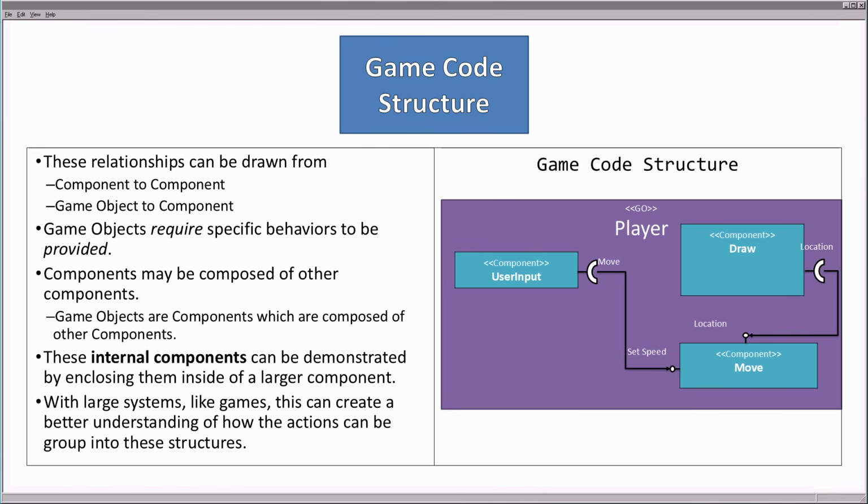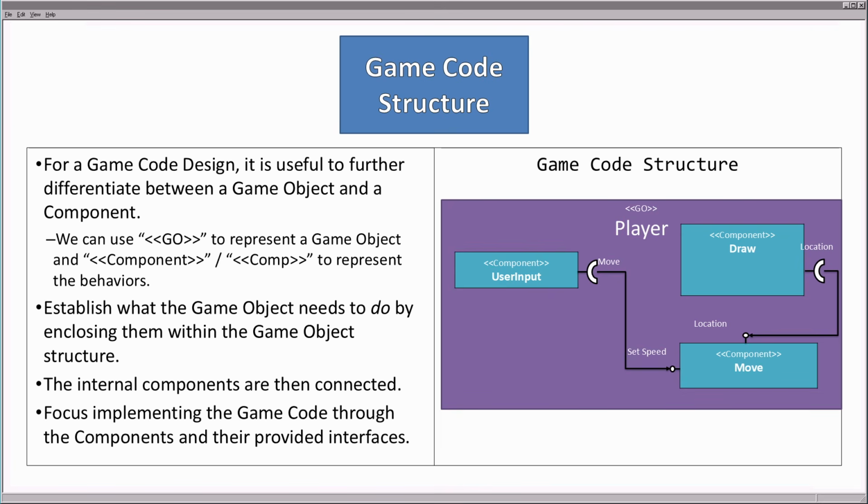For a game code design, it is useful to further differentiate between a game object and the component. We can use GO to represent the game object and component or just comp to represent the behaviors. Using this, we can establish what game objects need to do by enclosing them within the game object structure. The internal components are then connected together to create the game object.